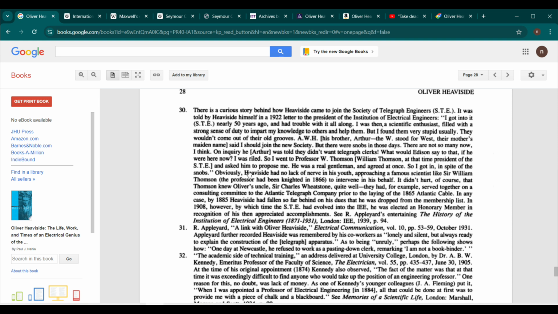So apparently he became a member of the Society of Telegraph Engineers, and he wrote, I got into it nearly 50 years ago and had trouble with it all along. I was then a scientific enthusiast filled with a strong sense of duty to impart my knowledge to others and help them, but I found them very stupid usually. They wouldn't come out of their old grooves.